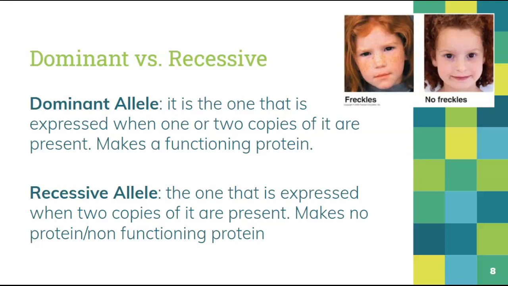So you have to have both of them there. If it's recessive, you need two; if it's dominant, you only need one. Recessive is only expressed when the dominant isn't there, when you have two of it. The reason is that it makes no protein or non-functioning proteins.